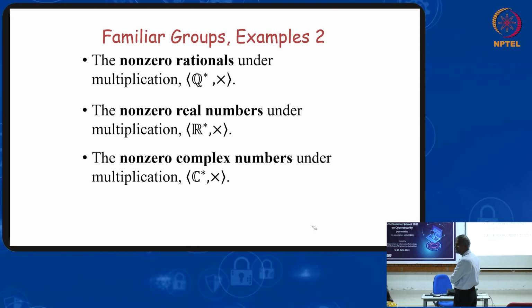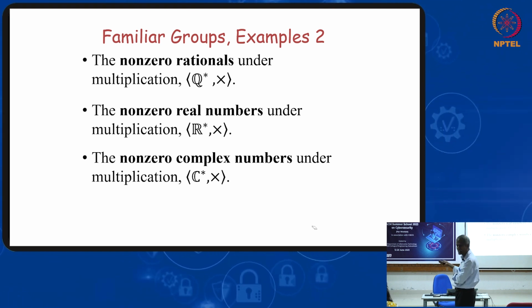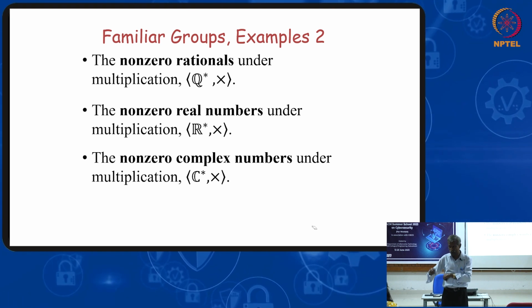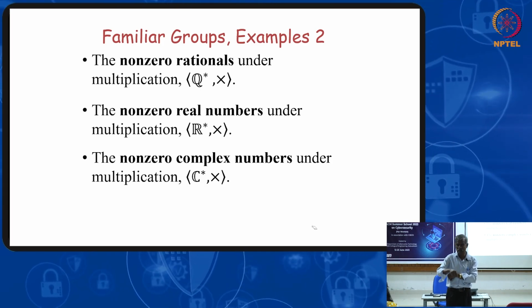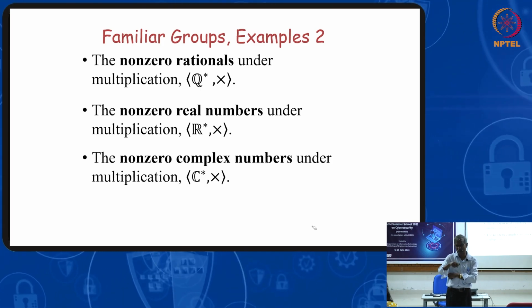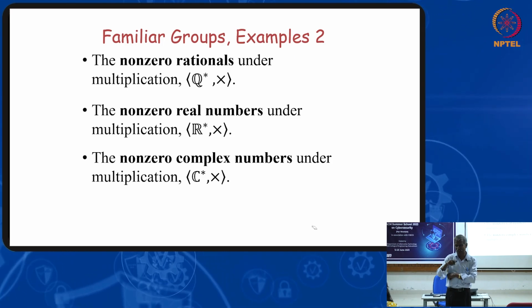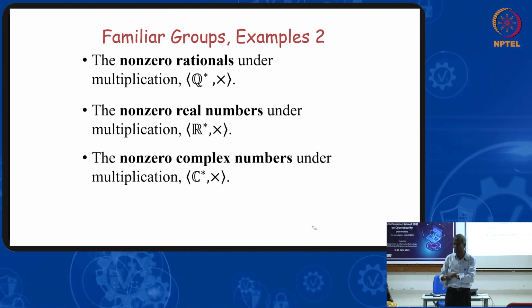Multiplication: non-zero elements you have to take. Suppose you take 0 also. For example, pi, 1 by pi you can take. Minus 7, 1 by minus 7 you can take. But 0, 1 by 0 is not defined. So that is why we take non-zero.